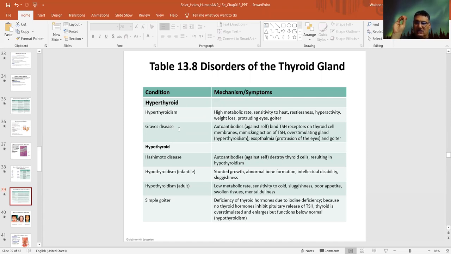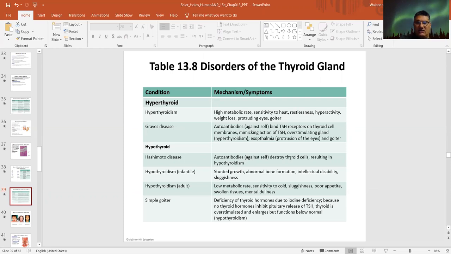Hyperthyroidism. Graves' disease is the same thing, but it's happening because of autoantibodies. There are antibodies that are doing a weird job. They go and bind to the TSH receptors. So they work like TSH, stimulating the thyroid, leading to hypersecretion, and it can lead to more protrusion of the eye, and we call that exophthalmia. Exo means out. Thalmia is the eye. Exophthalmos, protrusion of the eye. Goiter is the bigger size thyroid gland.